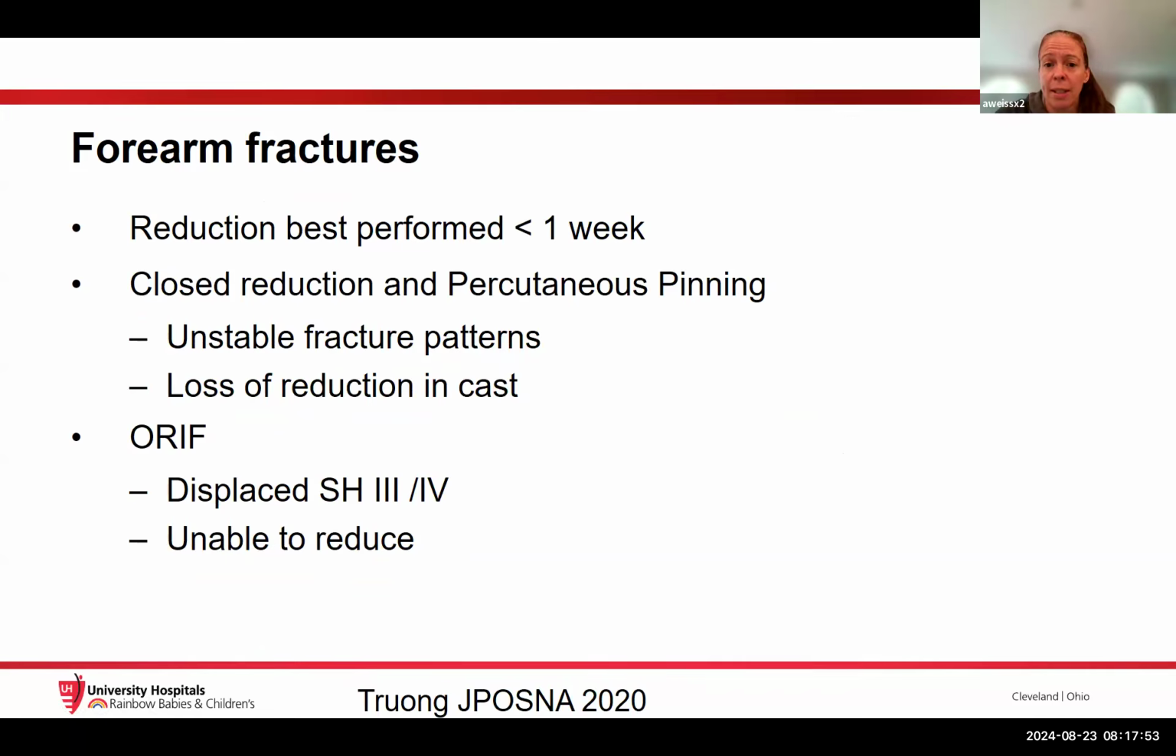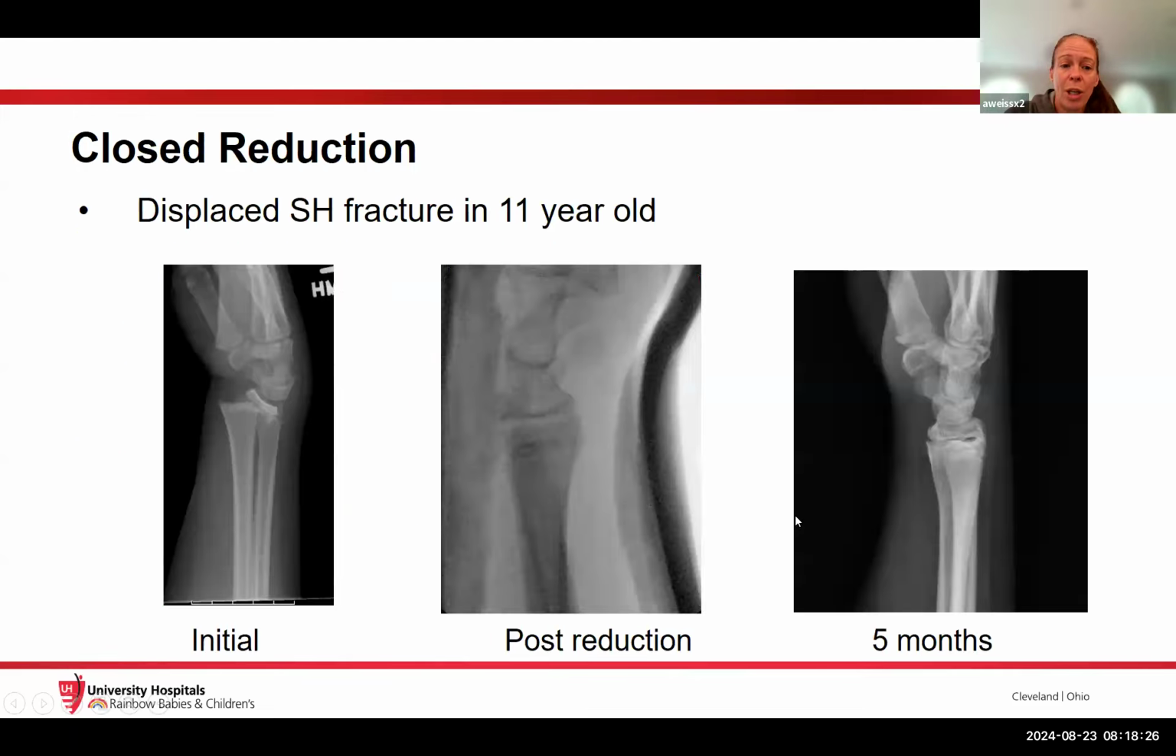less complicated, because kids heal a lot faster than adults, and it gets hard to move the fracture after a week or so. Sometimes they'll put in percutaneous pins if it's an unstable fracture pattern, or if they were in a cast and reduction was lost. Sometimes they'll have to do open reduction and internal fixation. And again, that is why we have you hang out with the pediatric orthopedic surgeons, to learn which cases require just a closed reduction with pinning, and which require open reduction and internal fixation. So that's why you hang out with them.